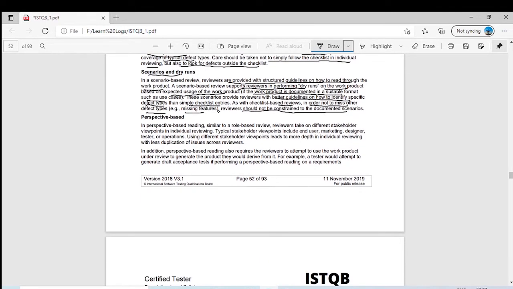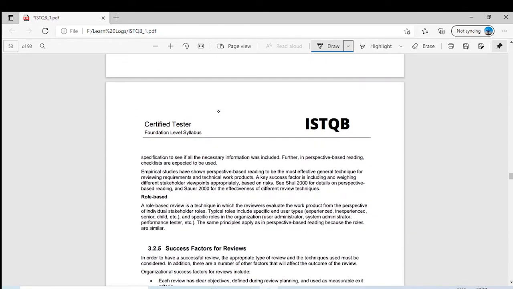Perspective based, I think it will be better if before that we study role based, then you will understand the perspective based one in a better way. So what is actually role based? Actually in role based, a role is assigned to you. For example, you are in a review meeting as a reviewer, and you have to test a shopping app. I am taking an example, and there are different roles assigned to the reviewers. For example, one role is assigned to one reviewer as a young customer.